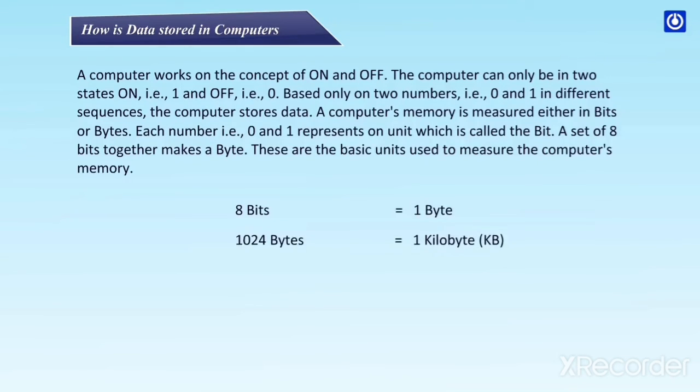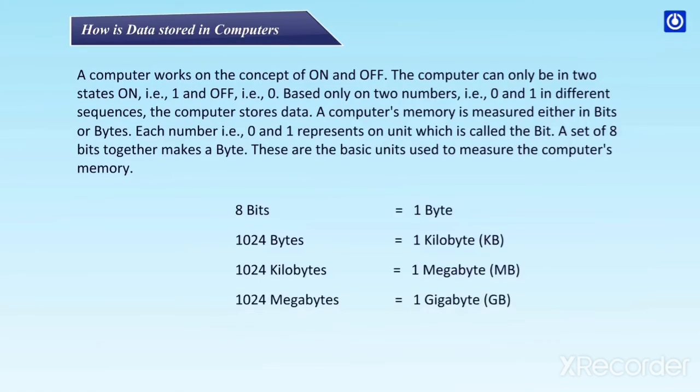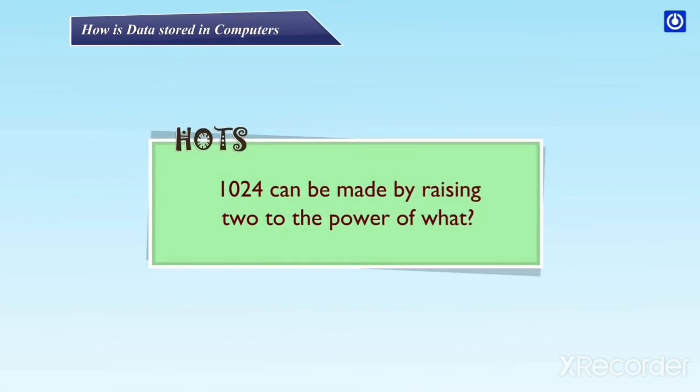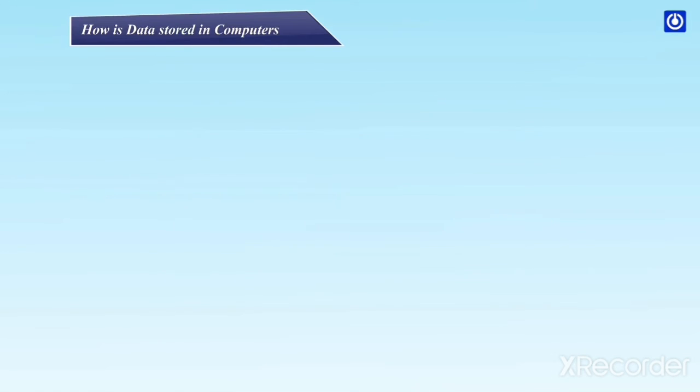1024 bytes is equal to 1 kilobyte, KB. 1024 kilobytes is equal to 1 megabyte, MB. 1024 megabytes is equal to 1 gigabyte, GB. 1024 gigabytes is equal to 1 terabyte. Hots: 1024 can be made by raising 2 to the power of what?